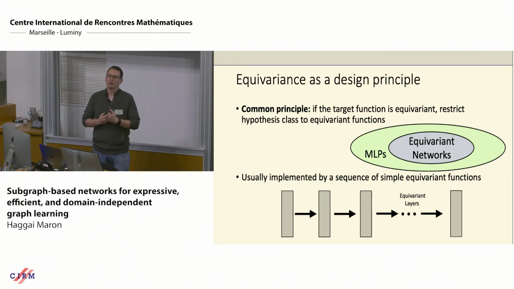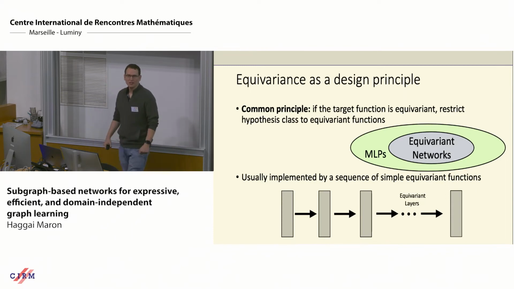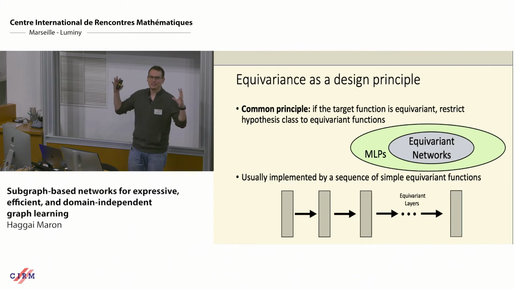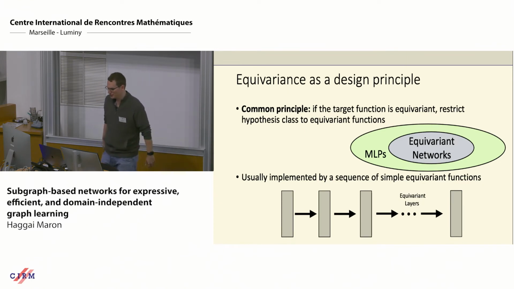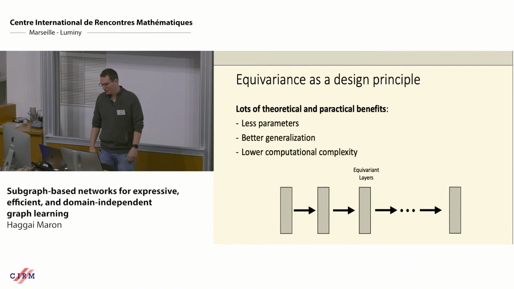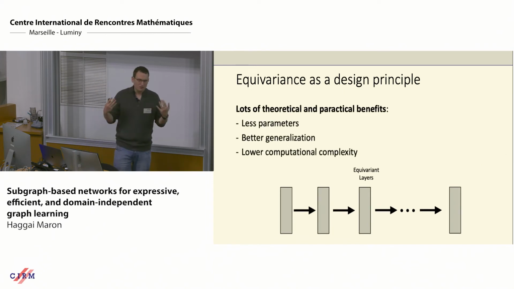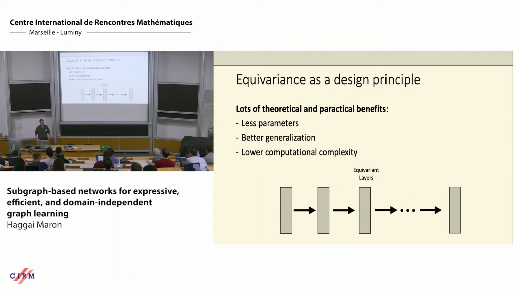So we know that for a lot of functions on graphs, the function is invariant or equivariant to permutations. And it makes sense to reduce the size of the hypothesis class to functions that obey this rule. And a nice way to do that is by concatenating simple equivariant functions. There are lots of theoretical and practical benefits for doing so. So we'll just list 3.